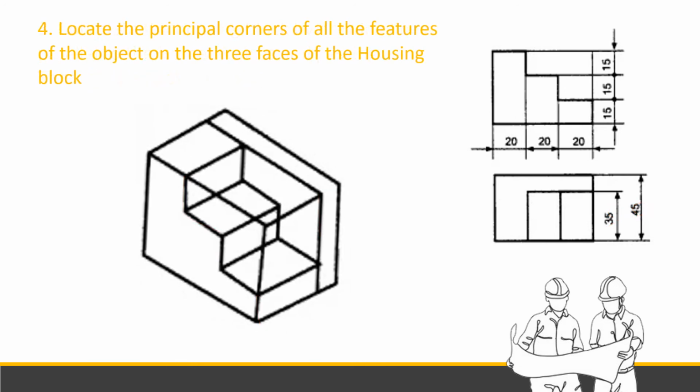And then you will locate the principal corners. So saan yung mga corners? These are the corners. So you will project another line there, of all the features of the object on the three faces of the housing block. So you will project lines here para ma-define mo yung mga corners mo. So this is now, makita natin yung face ng isang object. It looks like a stair with a thin block here dito na side.